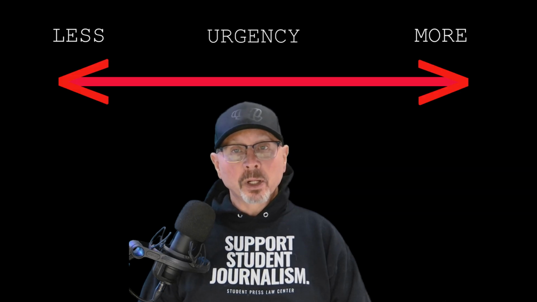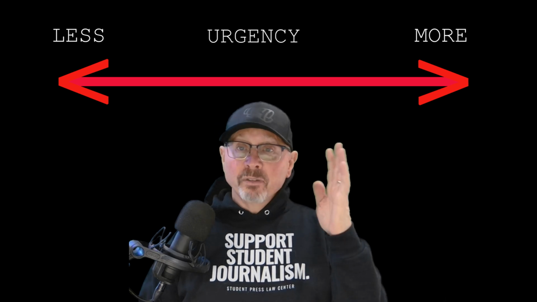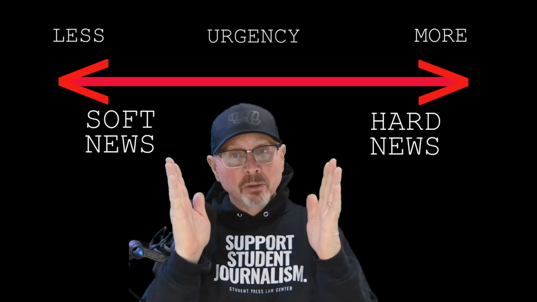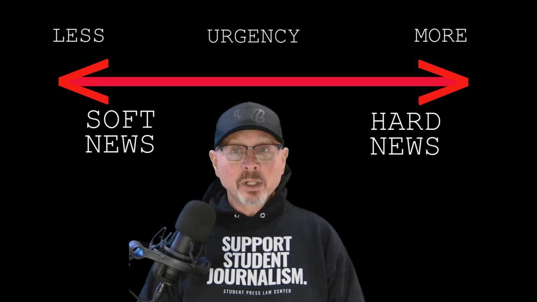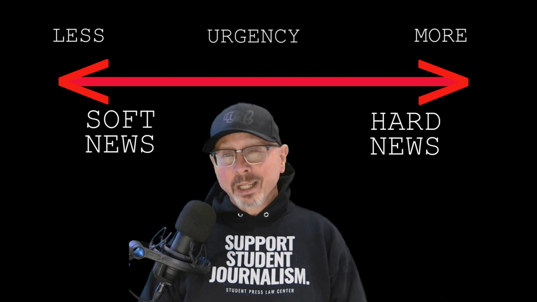Before I get into the 5 W's and H, I want to explain a concept. Traditionally in journalism, there's a spectrum of types of news. It's based mostly on the urgency of the story. On one end of the spectrum, you have hard news, and the other end is soft news. Hard news stories are very urgent, things that just happened or continue to happen. This is sometimes called breaking news.